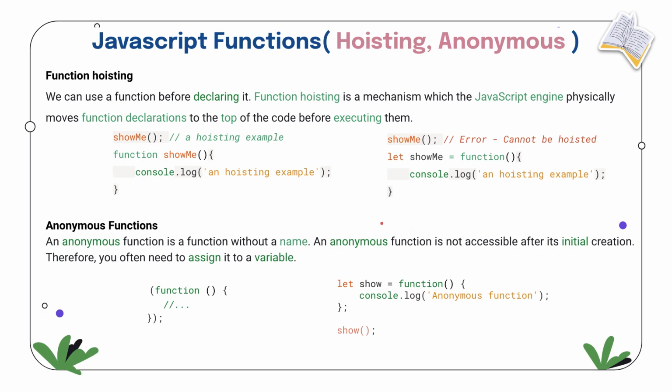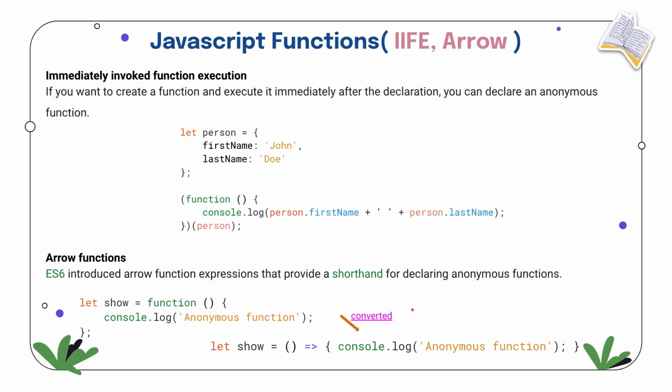And it says an anonymous function can't be accessed after its initial creation, because we cannot call these functions after initialization. We often need to assign it to a variable. So we have assigned it to the variable, then we are able to call the function. So that is anonymous functions. Okay, but it has some advantages, we'll see in the next part. Now next is immediately invoked function execution.